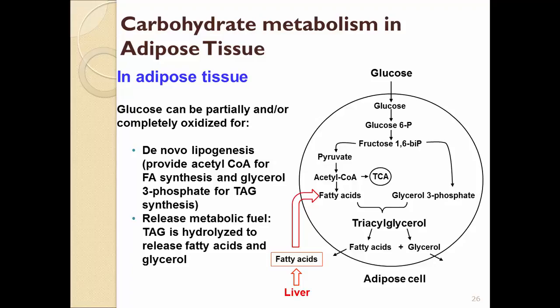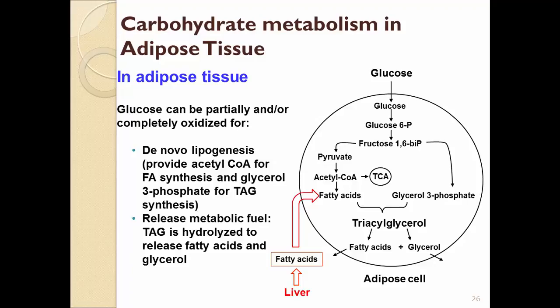But the fatty acids for triglyceride synthesis in adipose tissue mostly come from circulation, right? The conversion from acetyl-CoA to fatty acids just contributes a little bit of fatty acids for triglyceride synthesis in adipose tissue. But the majority, again, of the fatty acids for synthesis of triglycerides are from circulation, and initially from the liver.